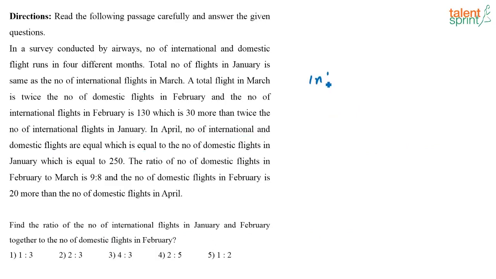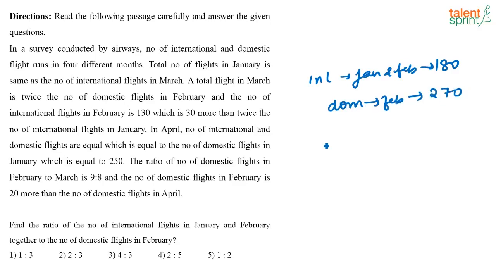So international flights in Jan and Feb together is 180. Then domestic flights in February is nothing but 270. So they are asking you for this ratio, right? 180 by 270, which is equal to 2 by 3. So the correct answer is option 2, that is 2 by 3.